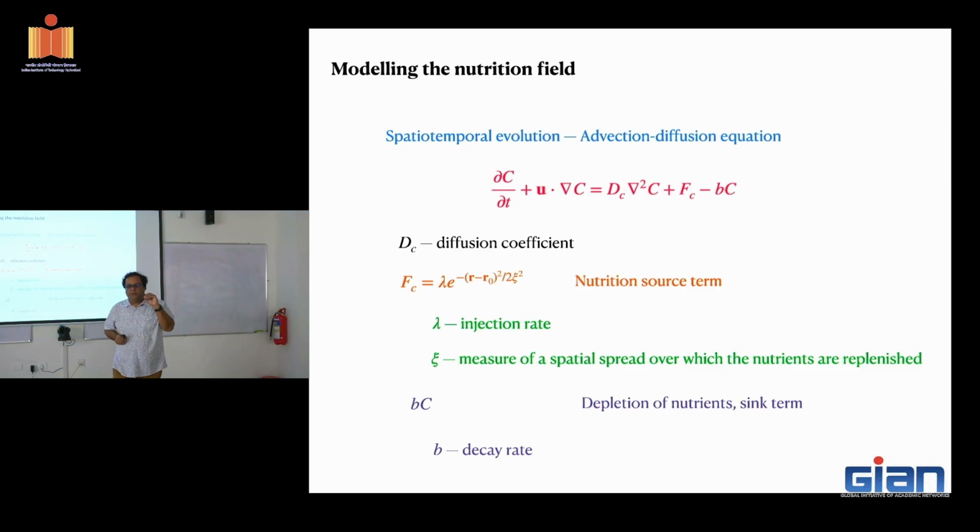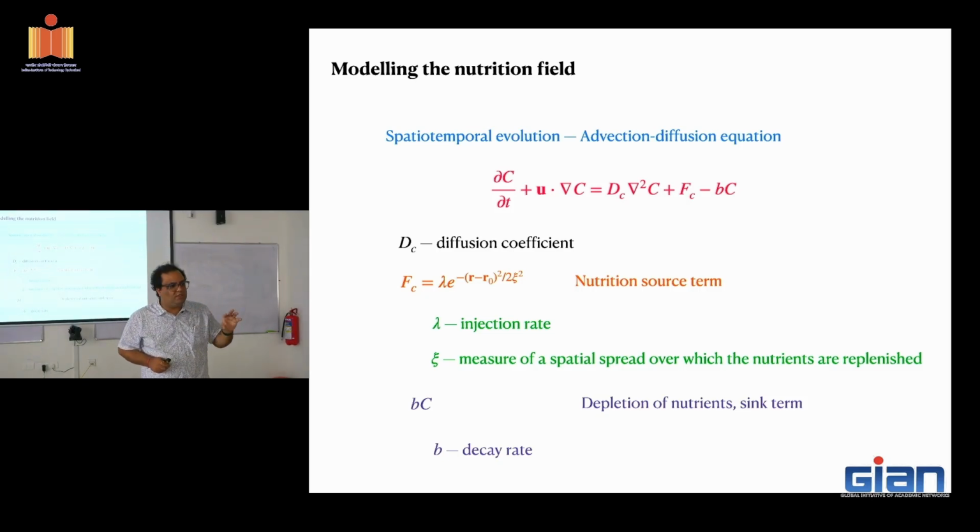I was mentioning microscale sources of nutrients in the ocean, right? So I will have some small spots where the food or the nutrient is being injected, right? That I'm going to model using this F_C, which will be my nutrition source term. So I will just have a small patch where I'm going to inject. So lambda is going to be the injection rate, okay? And this xi would be a typical measure of spatial spread over which nutrients are replenished.